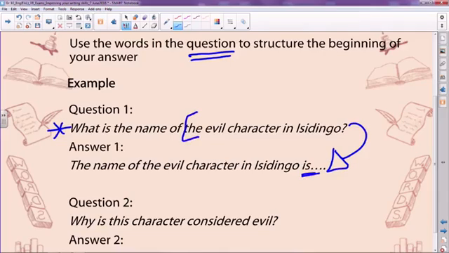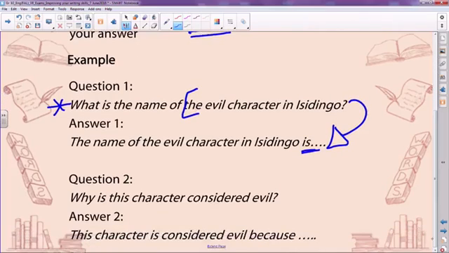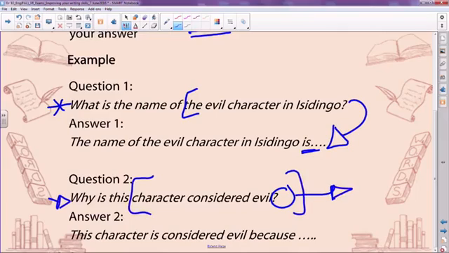All right, so what that allows you to do is already shape and structure your answer. Let me show you one more example. Question 2, why is the character considered evil? Okay, and then again, use the words in the question to shape your answer, and you would then say, the character is considered evil because. And there you've used your question to structure your answer, which is very useful.